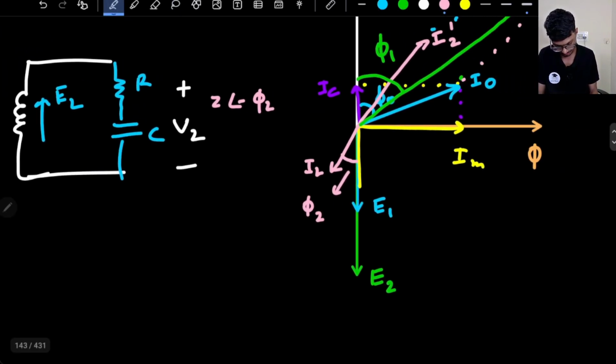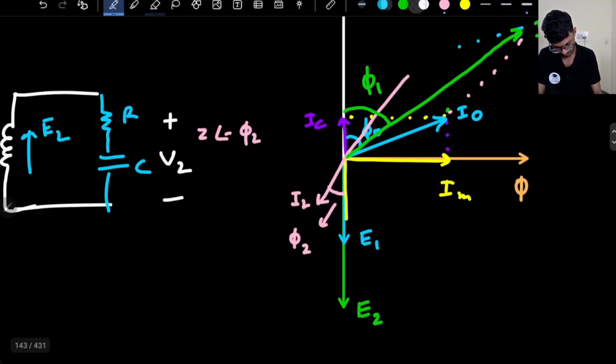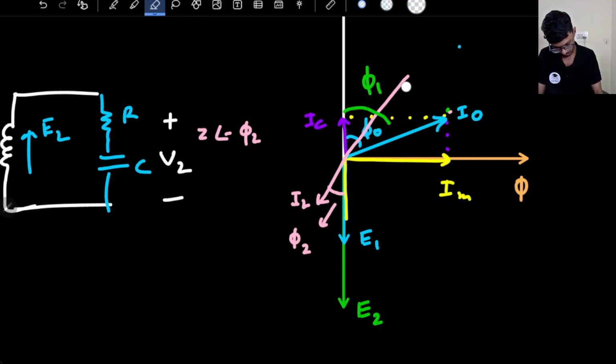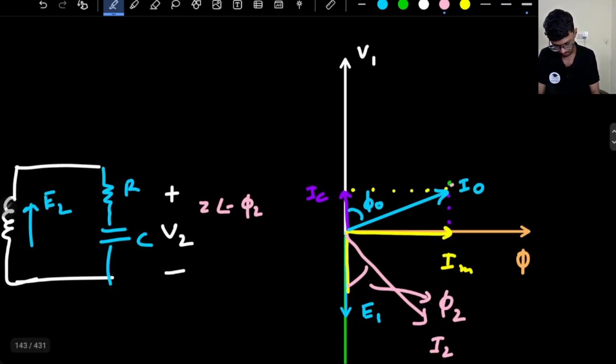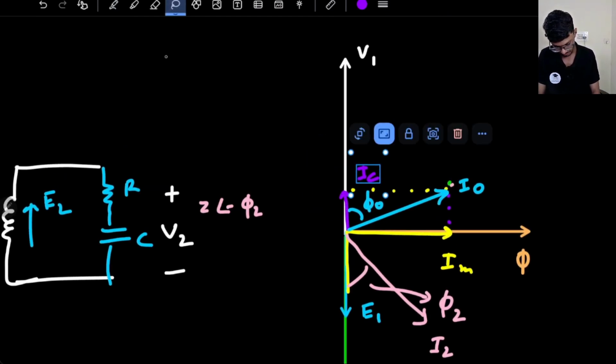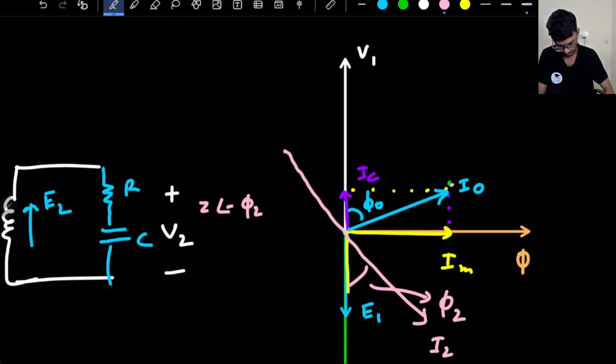Okay, so basically the I2 current, I will delete this I2 dash, I will delete this I1. All this we don't need. So this time my I2 will lead the voltage. So I2 will lead the induced voltage. So I2 will lie somewhere around here. This will be my I2 and this will be my phi 2. And as I2 is leading, the opposite of I2 will be lying somewhere around here. This will be my I2 dash. So the sum of these two will be somewhat like this. This will be my I0.